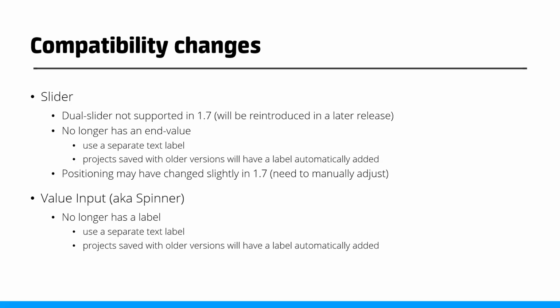Again, you can do that with a separate text label, and projects that were saved with older versions will ultimately have that label added, so that it's there when you come in. But for new ones, you'll have to add it as you go. So those are the compatibility changes. Let's go and look now at the things that we've added.